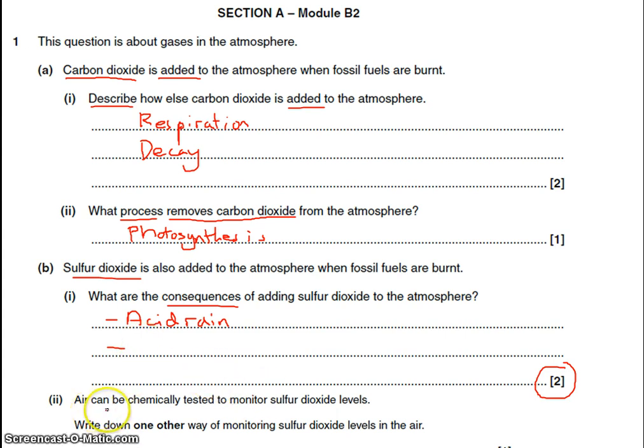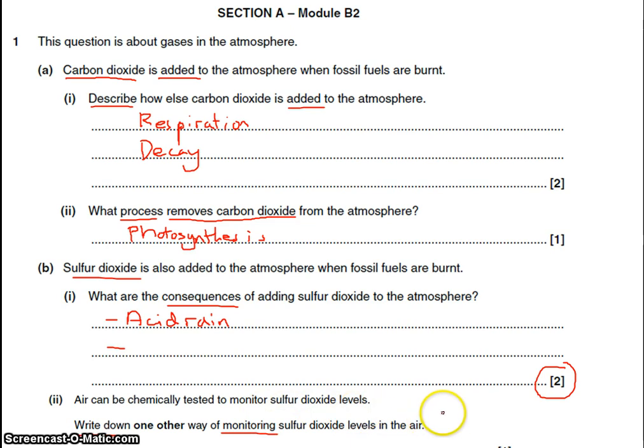And the last question, air can be chemically tested to monitor sulfur dioxide levels. Write down one other way of monitoring sulfur dioxide levels. What this question really is saying, in simple terms, is, what is a way of monitoring a pollutant? That's really what the question is asking.